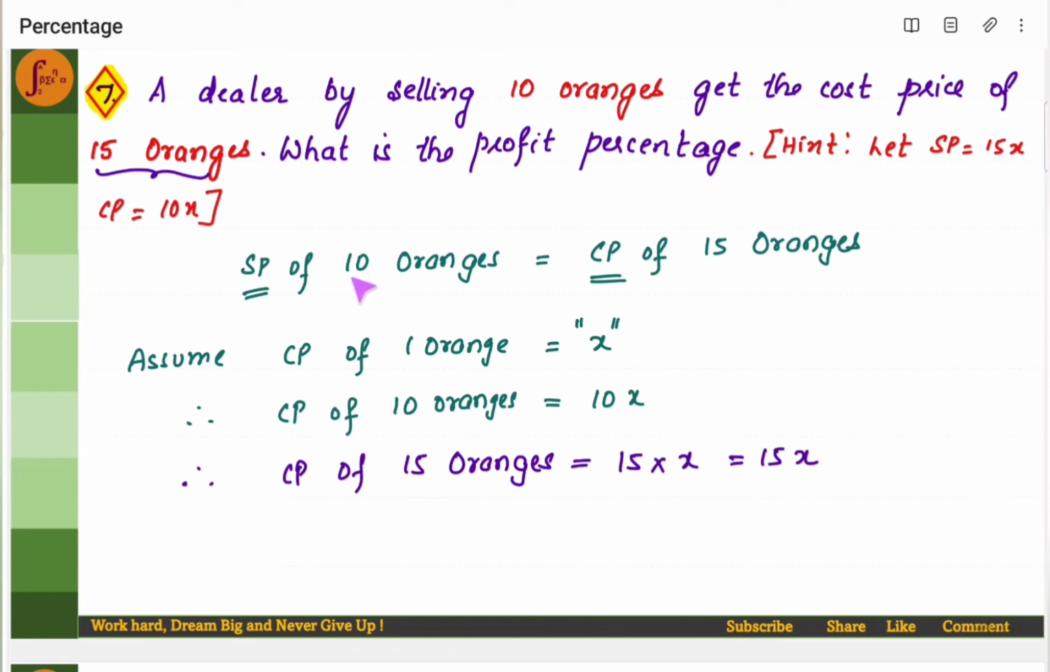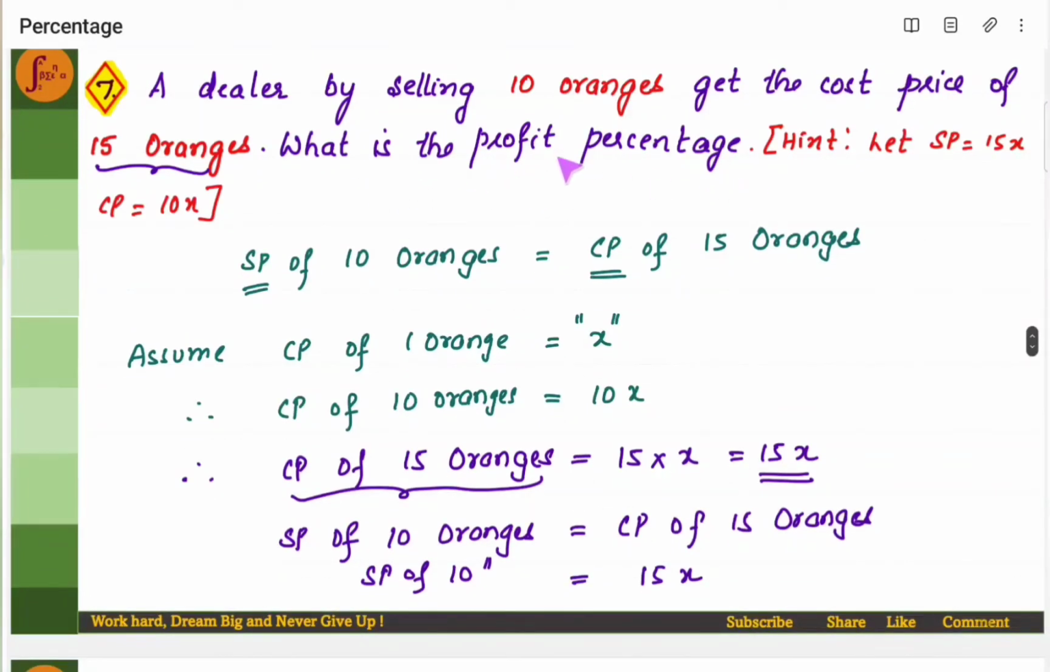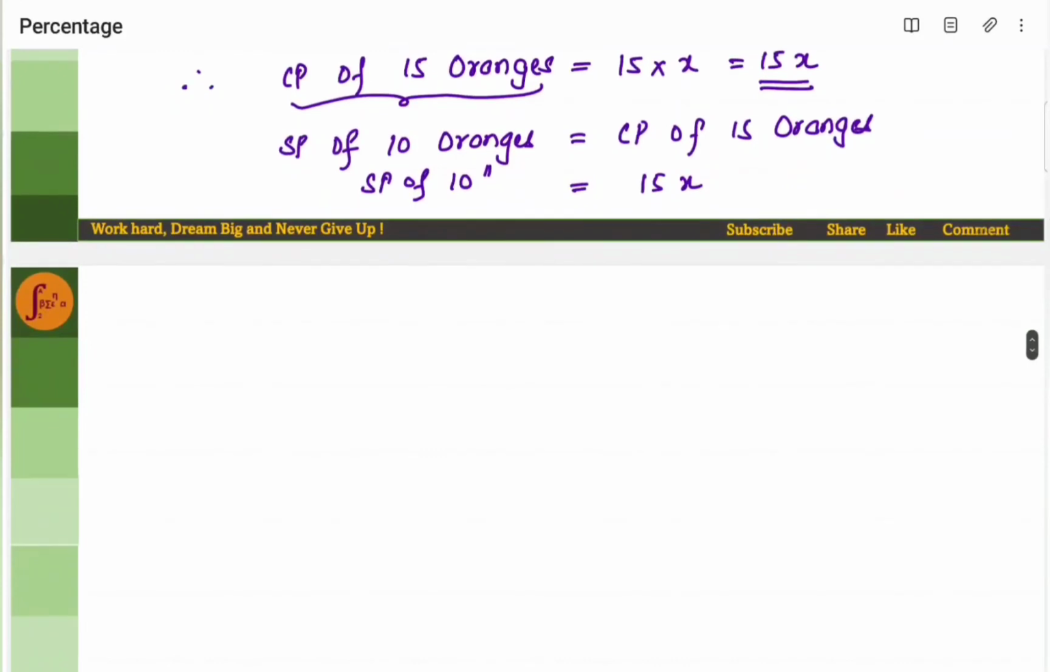Now, let's come to selling price. What are they telling? The selling price of 10 oranges is equal to cost price of 15 oranges. What is cost price of 15 oranges? 15x. Right? This is selling price of 10 oranges is 15x. What is it that we have to find? We have to find profit percentage. Okay, let's first write the profit percent formula. Profit percentage is equal to profit by cost price into 100.